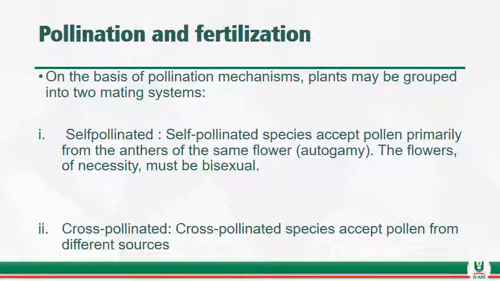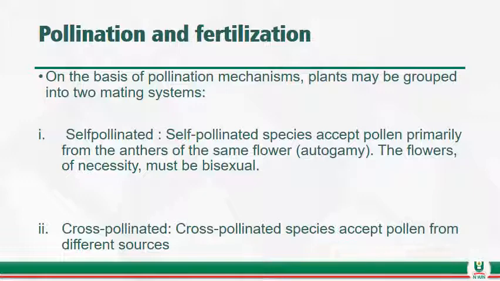So when you have both female and male parts on the same flower, that is what is called autogamy. And the flowers of necessity must be bisexual. They have both the male and the female part on the same flower. So it even pollinates before opening. You have an example in hibiscus, you have that in okra too. You have it in beans and so many other crops like that.